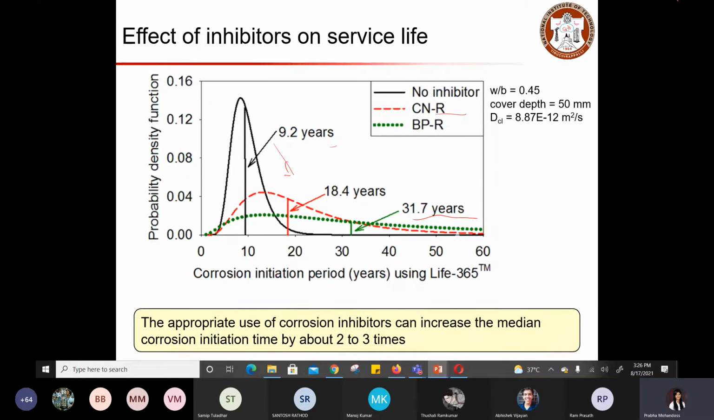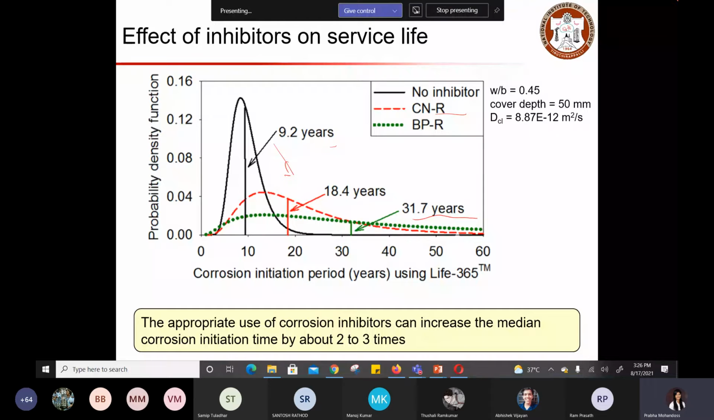So when you use bipolar inhibitors, the resistance to corrosion is going to be significant. So the chloride threshold value will be improved significantly compared to the other type of inhibitor called CNR. When you have no inhibitor, the service life of the structure is about, and this indicates the corrosion initiation period using Life-365 software. In such cases, without inhibitor for a control mix, you will have about 9.2 years.